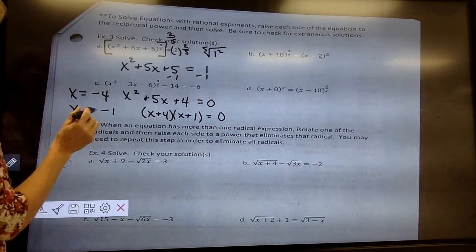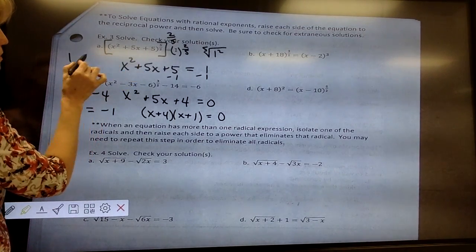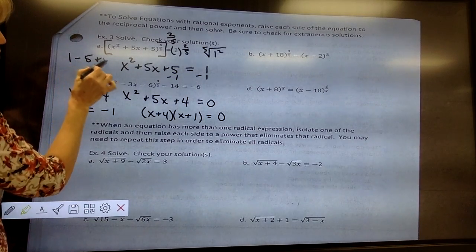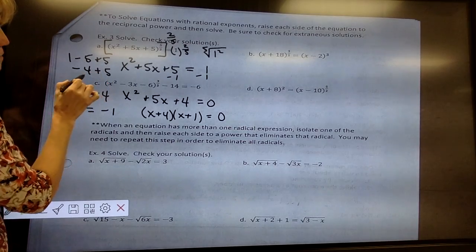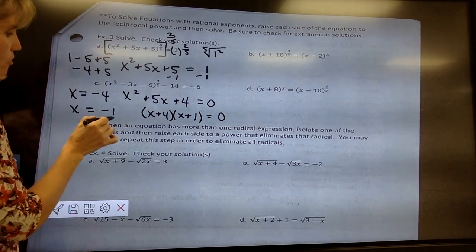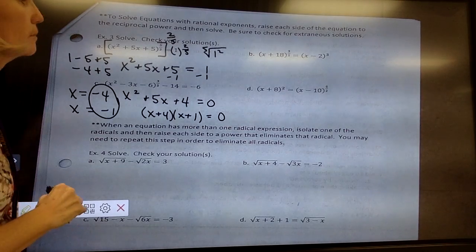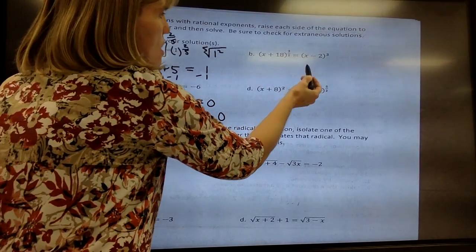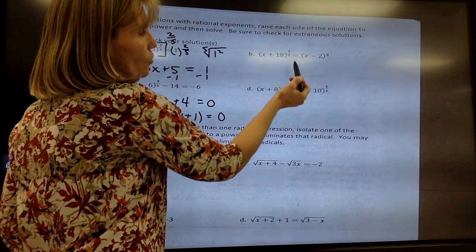And if I put a -1 in there, -1 squared is a +1. 5 times a -1 would be -5 plus 5. This would be a -4 plus 5. That would be 1 again. So both of those work. We don't throw any of them out. They both work.